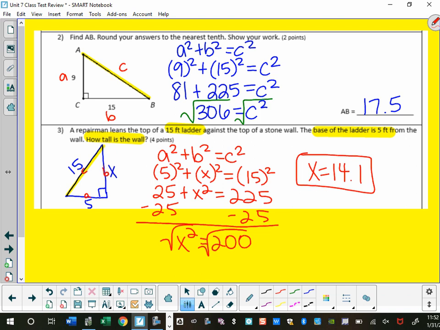Alright, I want to show you guys something quickly in Desmos because you guys can't use Desmos on your test.